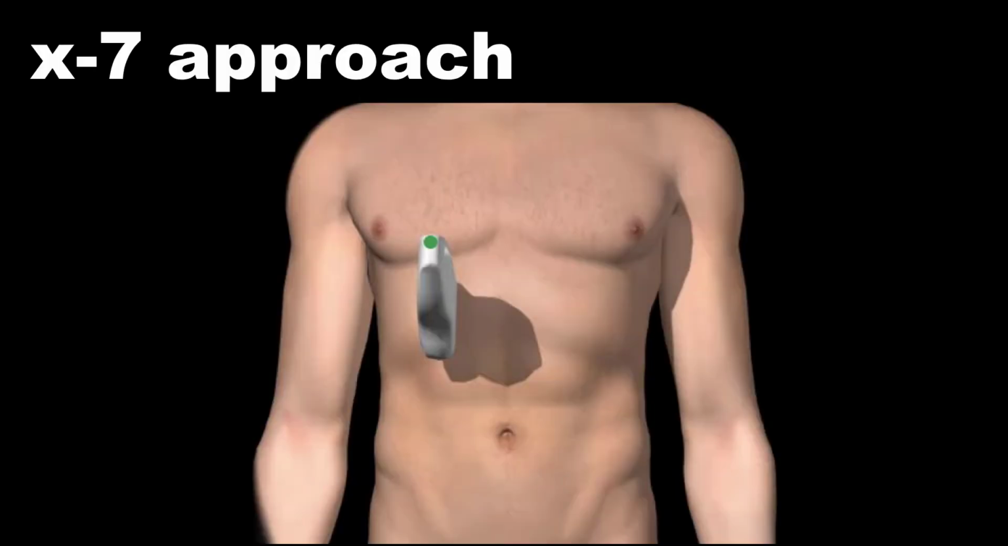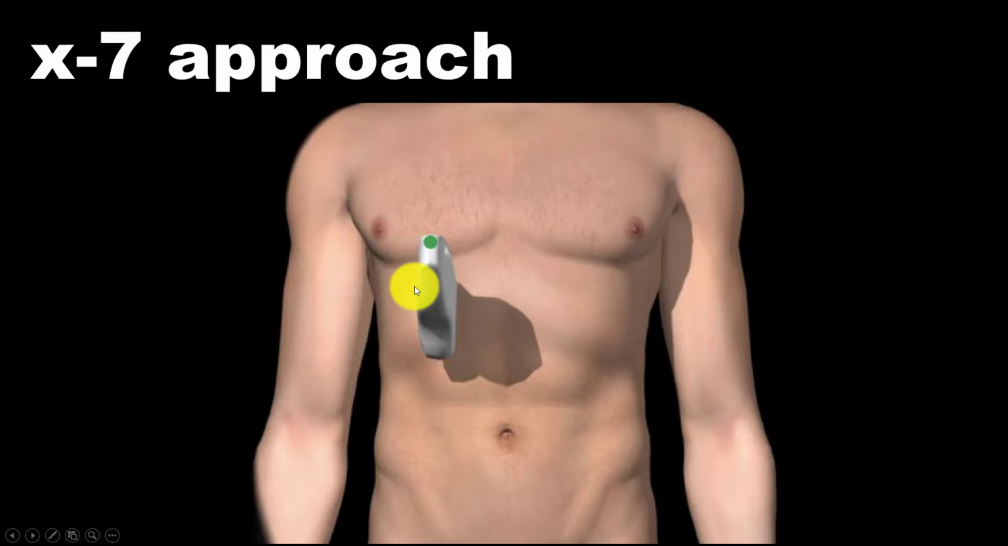So if I'm not able to see the gallbladder in the subcostal sweep approach, I'll change gears and then try the X-7 approach. So this is done by putting the probe in the epigastric region and moving it about 7 centimeters into the patient's right upper quadrant.